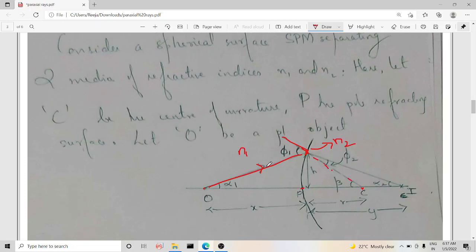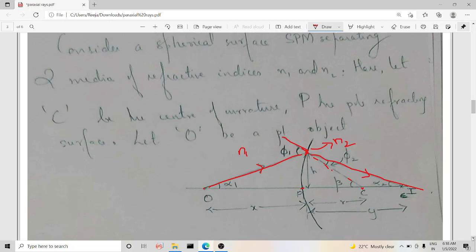Okay. And this is the incident ray and this is the refracted ray. Refraction is taking place here. This is a refracting surface. So this is the incident ray making an angle of incidence phi 1, and this is the refracted ray making an angle of refraction phi 2.